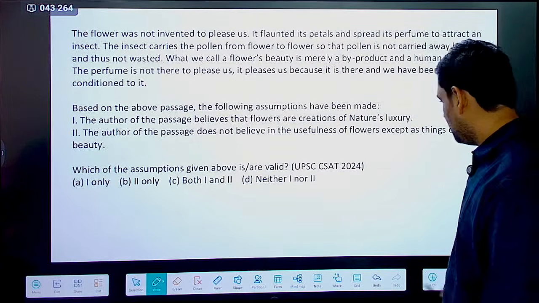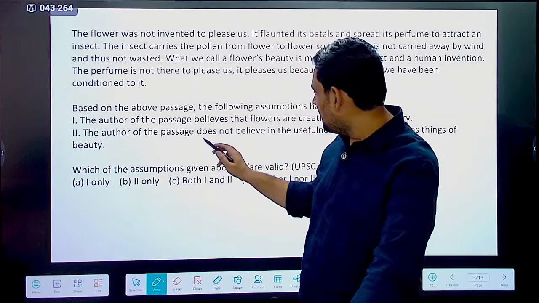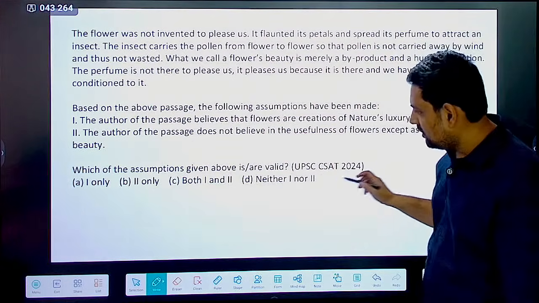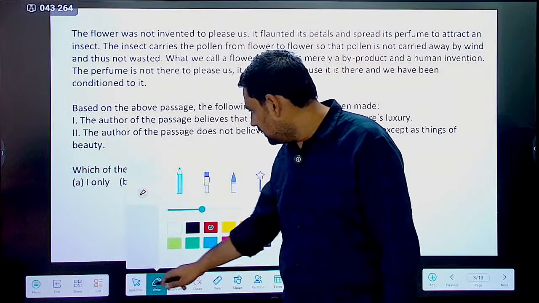Now, see this. First, we will read the passage first. Why? Because this is about assumptions. So, this is: which of the following assumptions are valid? This is the question.